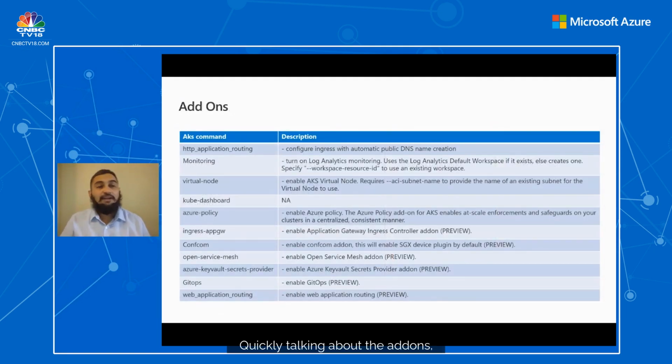Quickly talking about the add-ons, we have HTTP application routing, which I would not recommend for production. The idea is it gives you an automatic public DNS to configure your endpoints. Monitoring is what you can use for tying it to Azure Monitor and the Log Analytics workspace. You have to provide the workspace resource ID. Virtual node, I talked about it. You can enable that so that virtual nodes can be spun up as and when required.